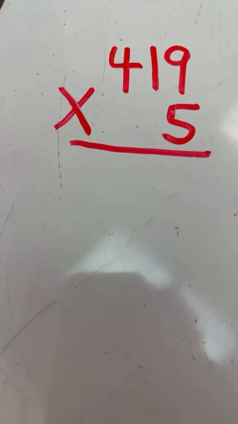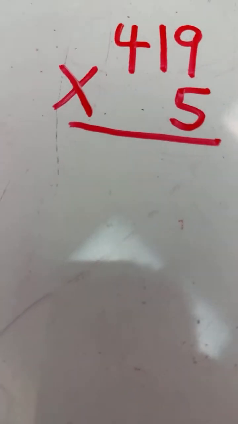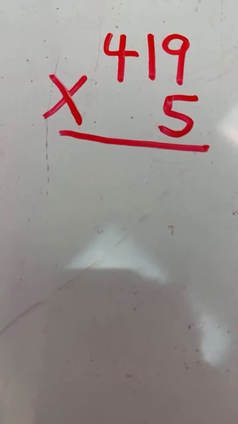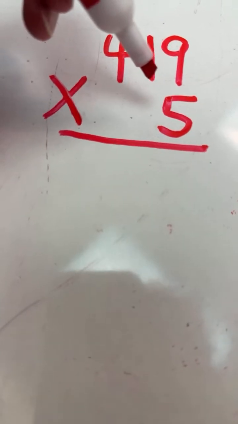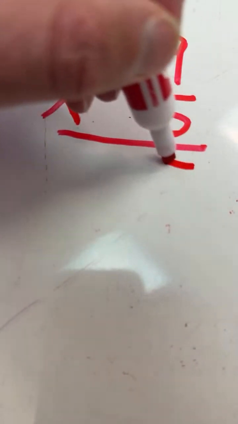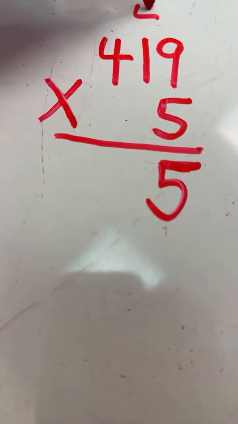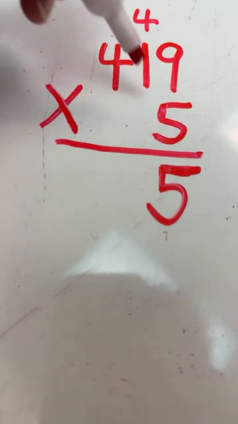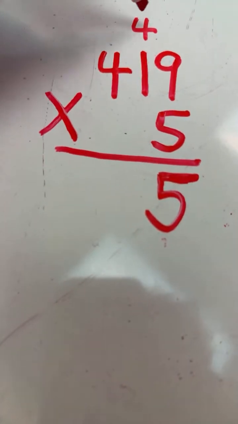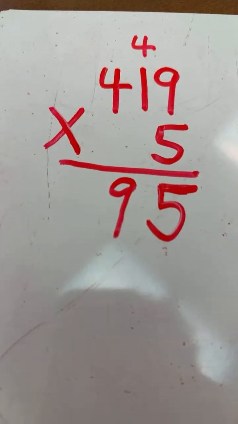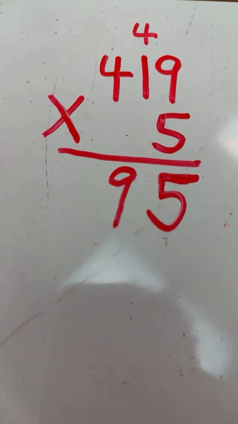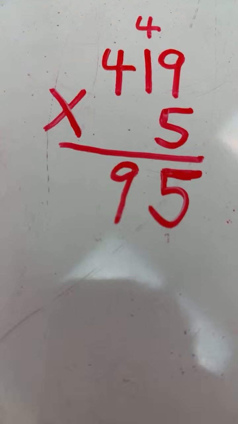All right, next example problem we have 419 times 5. So we start in the ones place. 9 times 5 equals 45. 5, carry the 4. 1 times 5 equals 5, plus 4 equals 9. Now, we do not need to regroup in the tens place because our product is less than 10. We only regroup when our product is 10 or more.